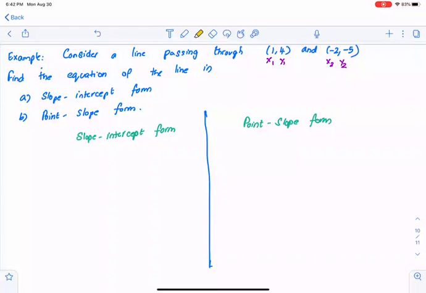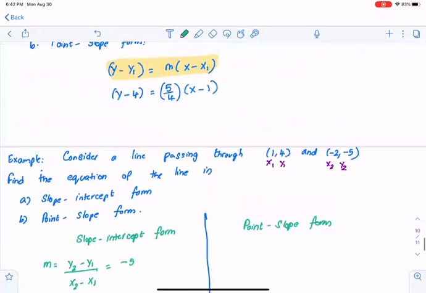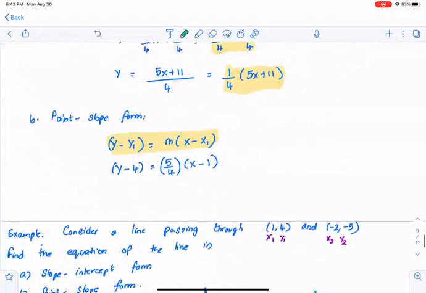And now we have 2 points, (1, 4) and (-2, -5). And we want to put it in slope intercept form or point slope form. So the first step is to find the slope as always. So y2 minus y1 divided by x2 minus x1. So -5, y2 minus y1. Am I doing the right one? Yes.